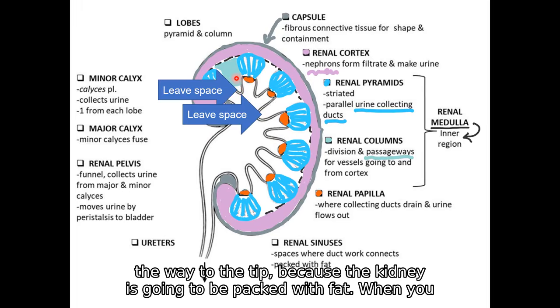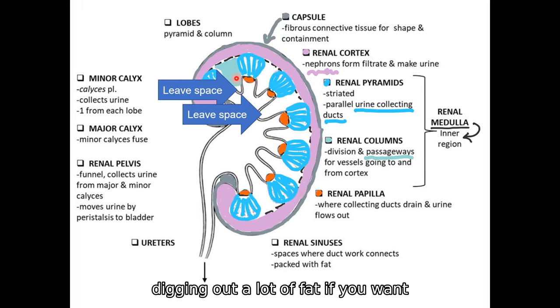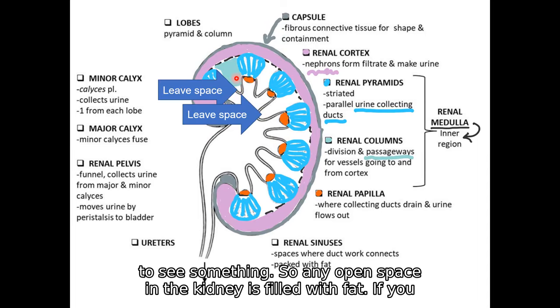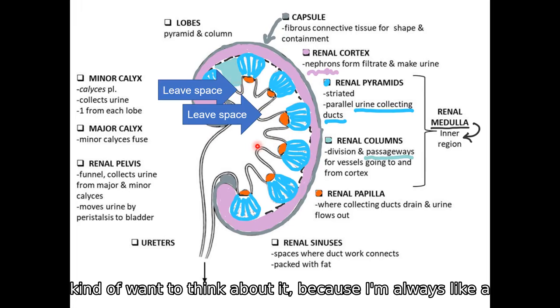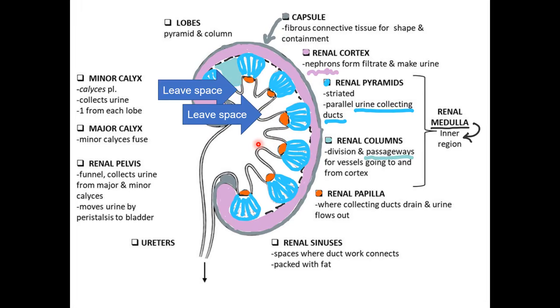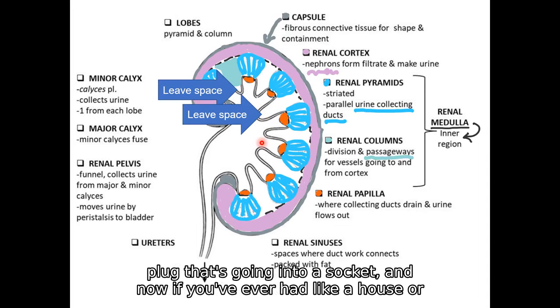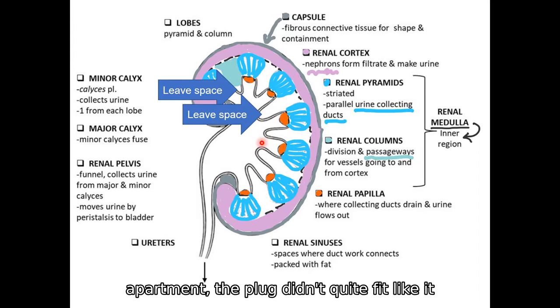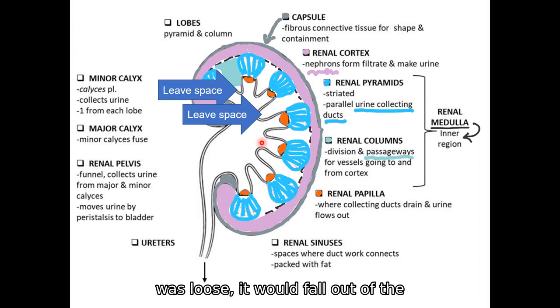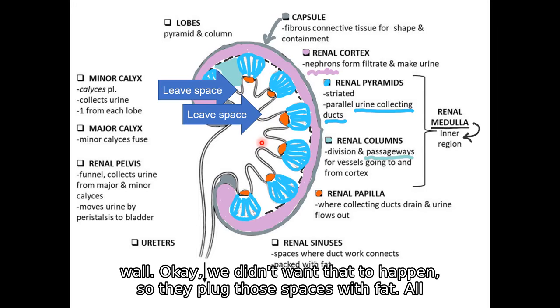because the kidney is going to be packed with fat. When you go to dissect your kidney, you're going to be digging out a lot of fat if you want to see something. So any open space in the kidney is filled with fat. If you kind of want to think about it, because I'm always a very imagery, physical person, all these little fingers, imagine this sort of like an electric plug going into a socket. And I don't know if you've ever had a house or apartment that the plug didn't quite fit, like it was loose and it would fall out of the wall. We didn't want that to happen, so they plugged those spaces with fat.